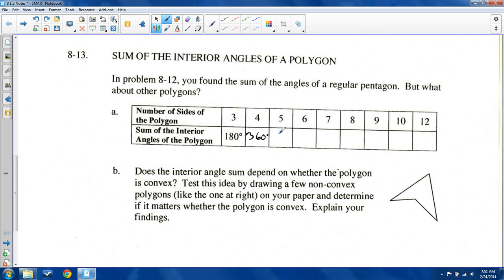A quadrilateral is 360, and a pentagon we now know is 540. We can create a pattern here, and we see that it's linear. Every single time I'm increasing 180 degrees. You can't say I multiplied by 2 here, but here I didn't multiply by 2. Here I added another 180.